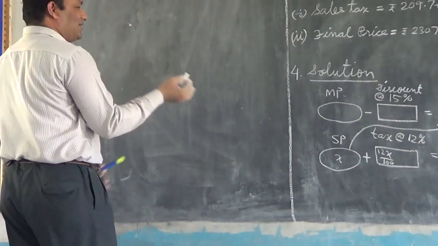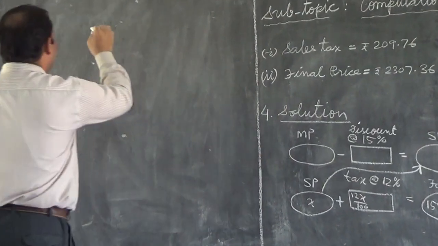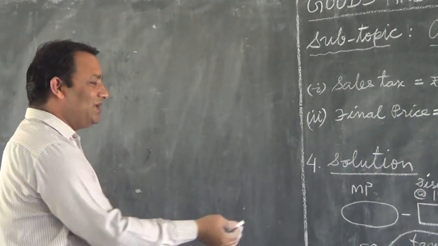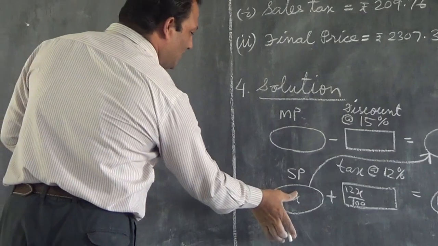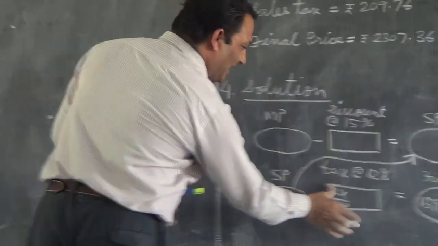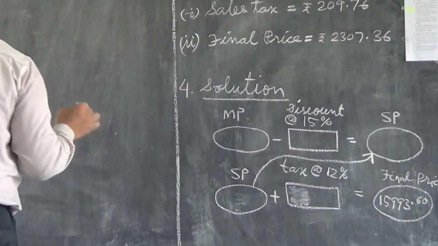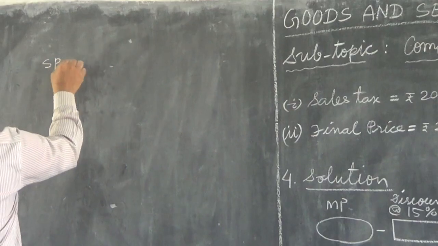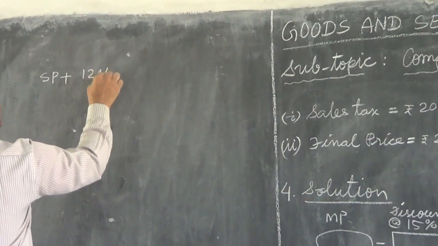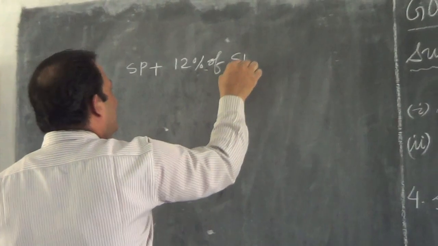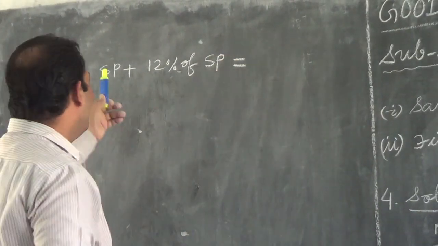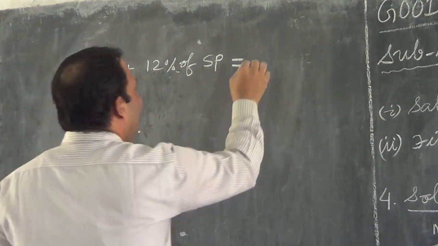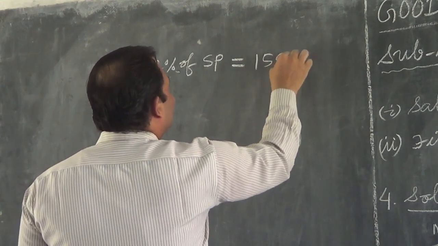Even if I don't use the term X also, I can do my work. SP plus 12% of SP. Even if I don't use X, here, I can do here directly. See children, directly SP plus 12% of SP. Why do I need one variable? I have already a variable SP, so there is no need, it is not essential that you have to use X.